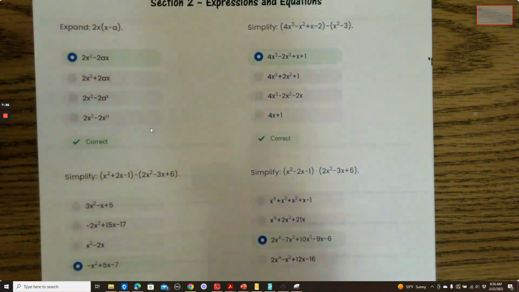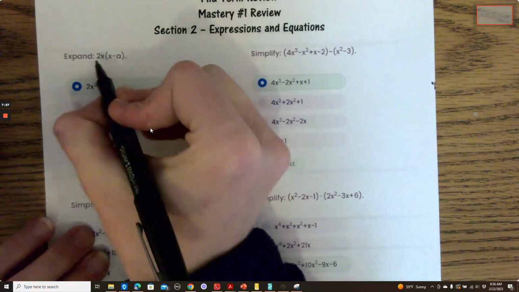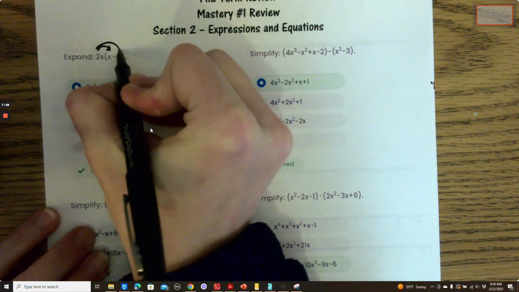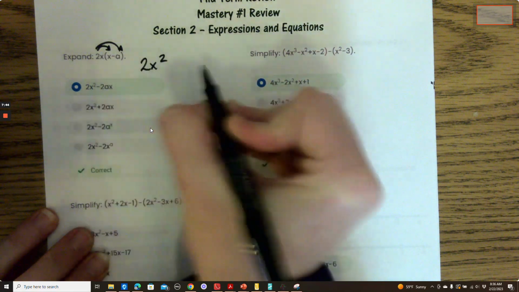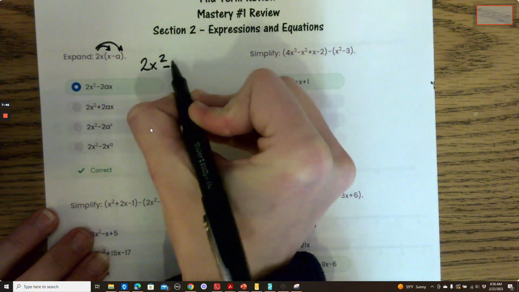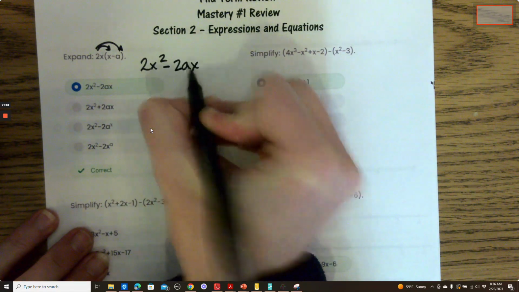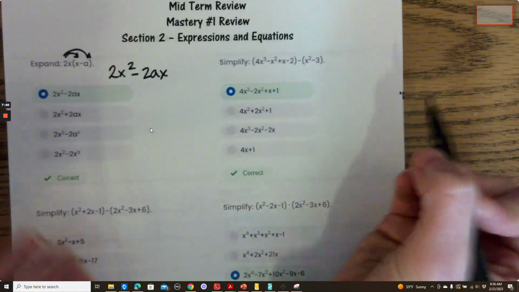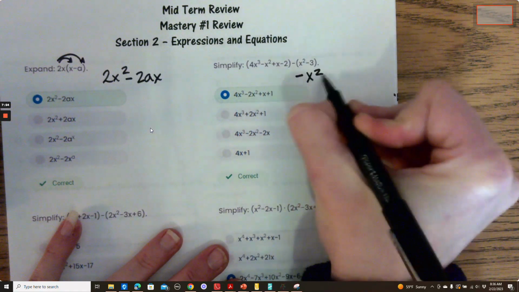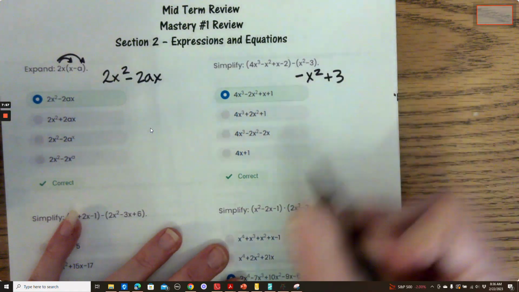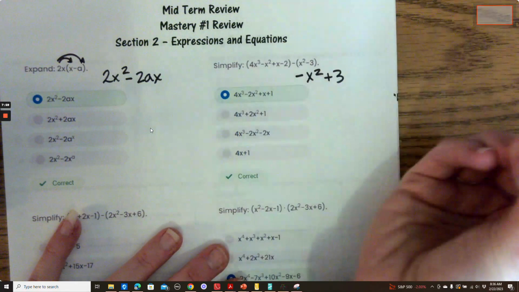All right, so on this one we are doing a lot of the same. So expand, that just means you're going to distribute this. 2x times x is 2x squared. 2x times a negative a is negative 2ax. Okay, simplify. So remember, if we're subtracting that second polynomial, all the signs change. And then we combine like terms.